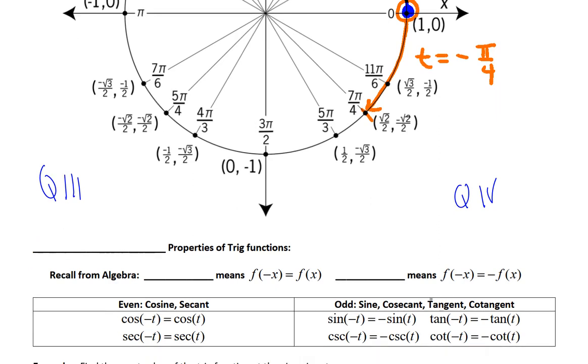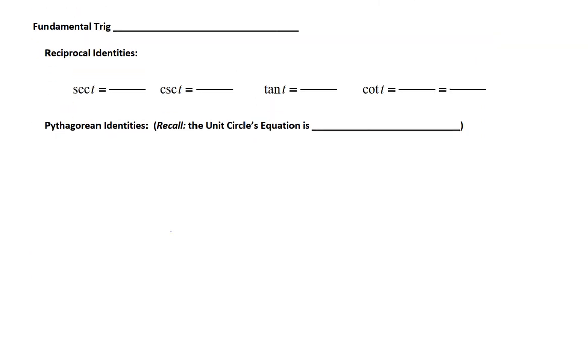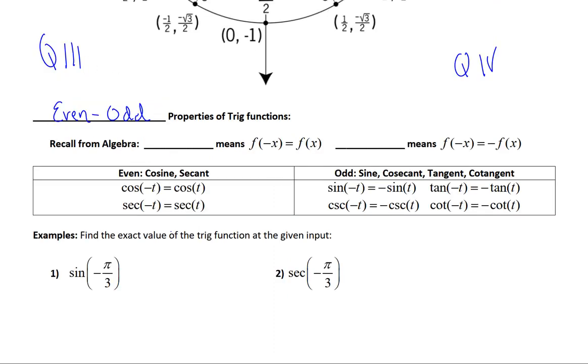There's something else we can review from algebra called the even and odd properties of these trig functions. So in algebra, you may recall having even and odd functions. Let's recall. In algebra, when we say that an even function is what we're working with, what we mean is that f of negative x equals f of x. A visual way to see this, as you may recall, would be symmetry about the y-axis.